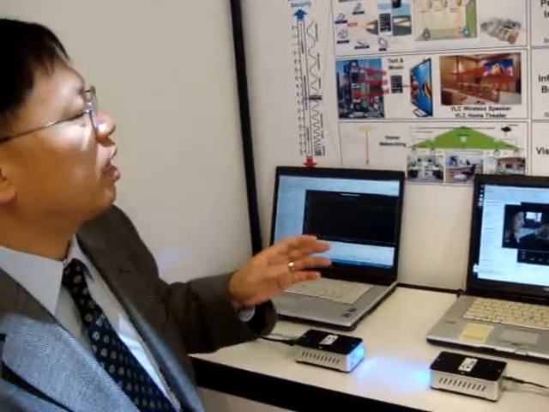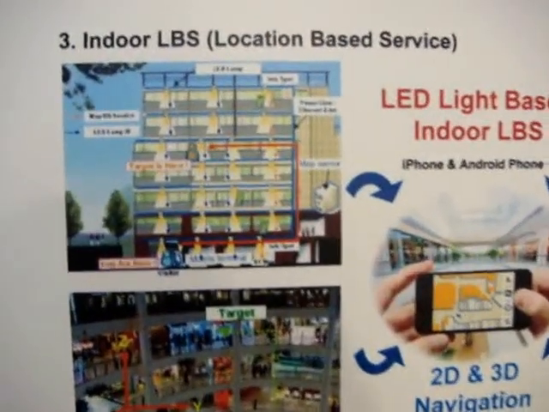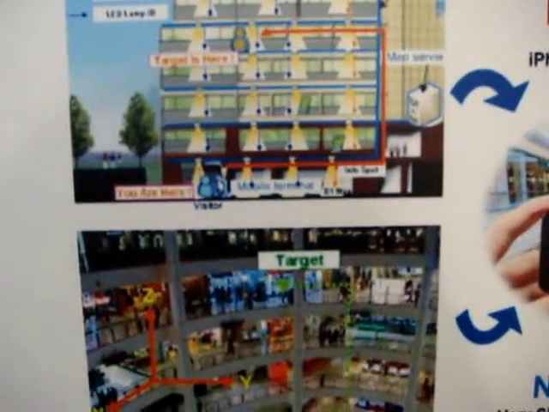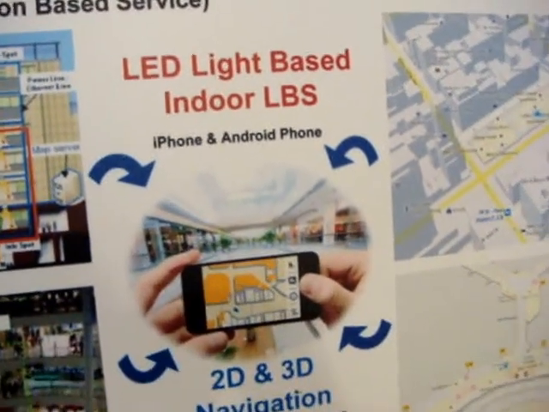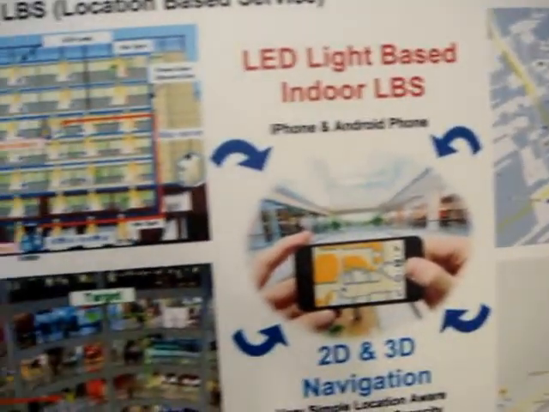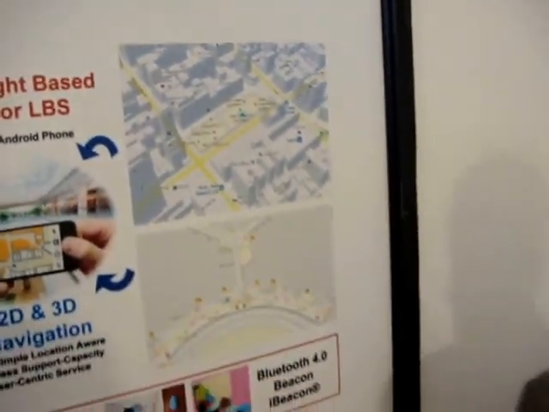And one big application I wanted to explain is the location-based service. When you drive a car outside the building, you have GPS available to you, so you get the direction from GPS. But once you get inside the building, the GPS is no longer available. So if the building owner installs our technology board and installs the VLC communication technology inside the building, then you can have an indoor GPS. You can have meter by meter direction from our technology.